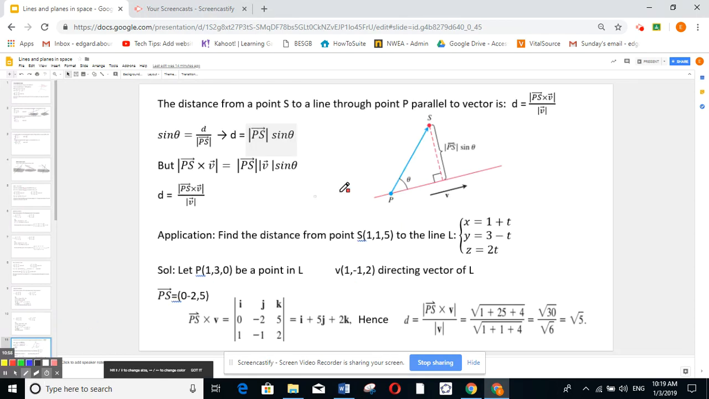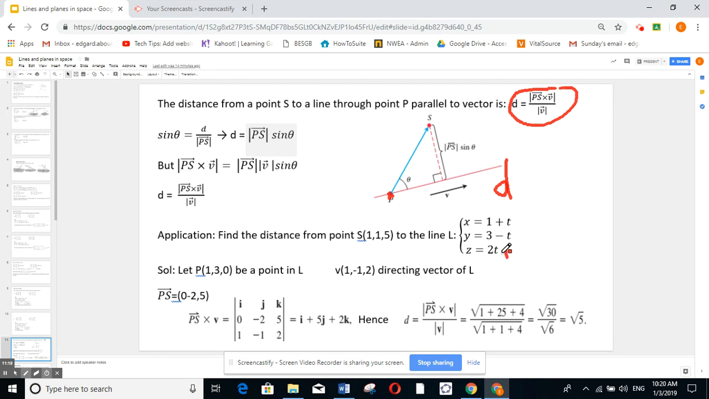To finish the first part, this is the distance from a point S to a line D. This is the formula. Suppose you want to find the distance from S to a line D. This is line D. So I pick any point on that line. Any point. For example, if you have a line, this is 1, 3, 0. Here you have plus 0, for example, because I don't have a point. No need to write it.